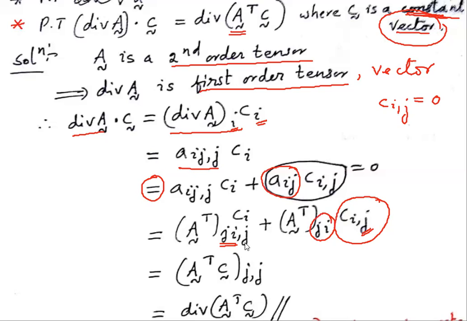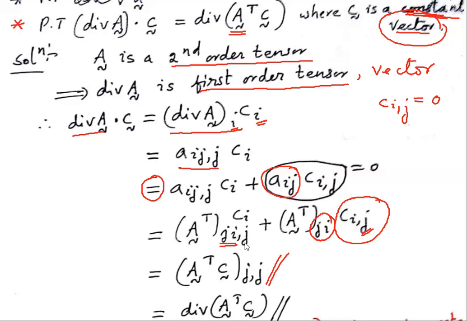So A transpose C, j, comma j. Why j here? Because i is a dummy index. Look at the first part, A transpose ji comma j, Ci. That whole thing is now representing A transpose C, j comma j. And that is nothing but divergence of A transpose C, and that is our RHS.